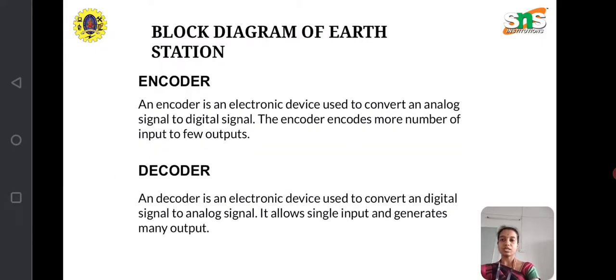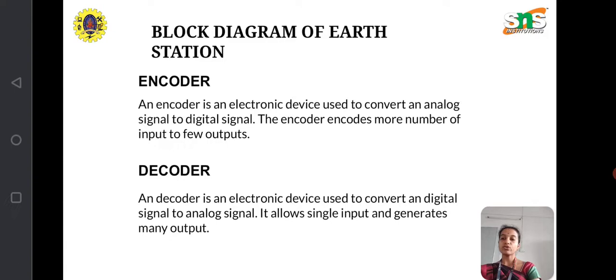Block diagram of Earth station. The individual block explanation is given here. Encoder. An encoder is an electronic device used to convert an analog signal to a digital signal. The encoder encodes a larger number of inputs to fewer outputs. It receives many inputs and the output is in a few numbers.